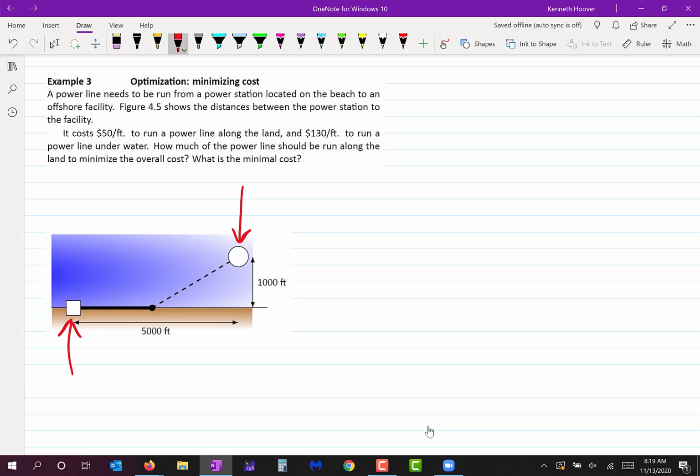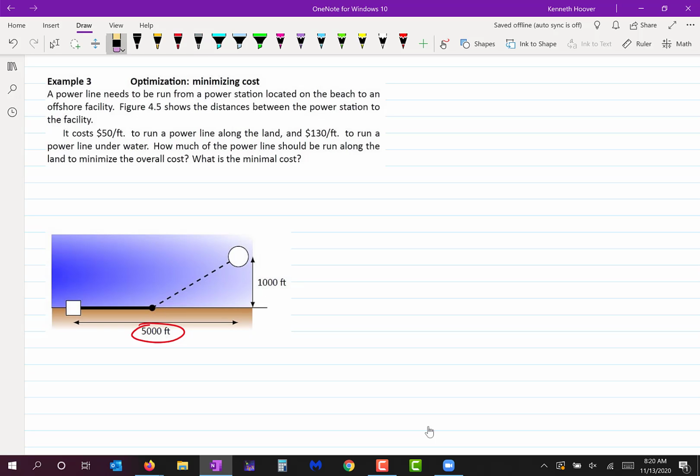Okay? It says figure 4.5 shows the distances between the power station to the facility. Well, it doesn't show the distance actually between the power station and the facility, which is this distance. That's not what it shows in the picture. But it does show us that you go 5,000 feet down the beach and then 1,000 feet out into the ocean. That will get you from the power station to the facility.